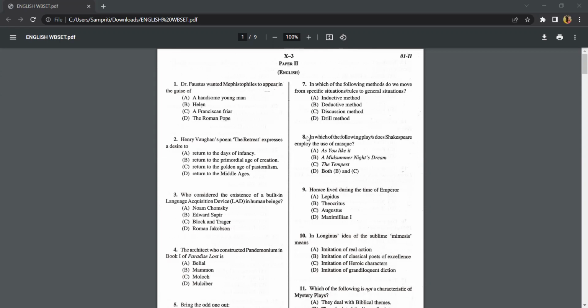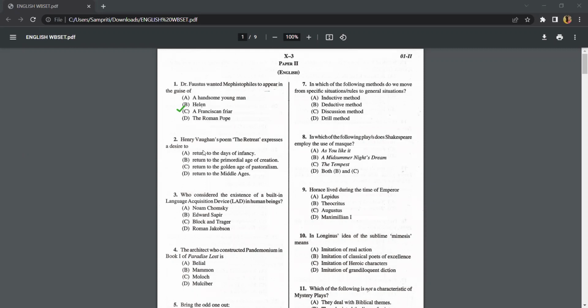Well, that all being said, let's dive into the question paper. First, this is the X3 series question paper. Number 1, Dr. Faustus wanted Mephistopheles to appear in the guise of a handsome young man. No, of course not. Helen? No, he met Helen. A Franciscan friar. Yeah, that is the answer. A Franciscan friar. Option C is the answer.